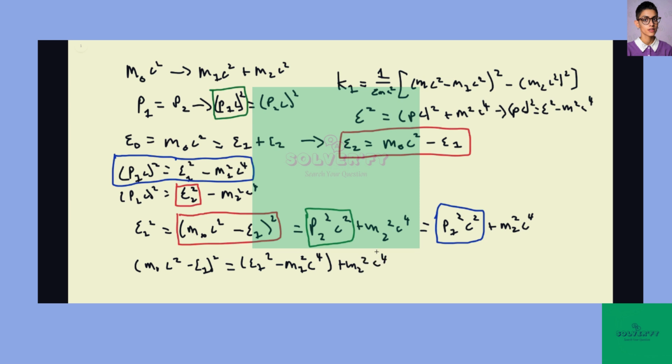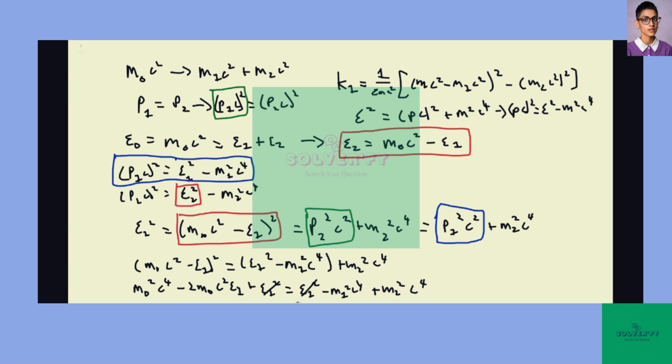All right, now we need to expand this, expanding. So now we have M0 squared C to the fourth minus 2 M0 C squared E1 plus E1 squared is equal to E1 squared minus M1 squared C to the fourth plus M2 squared C to the fourth. All right, so these guys cancel.